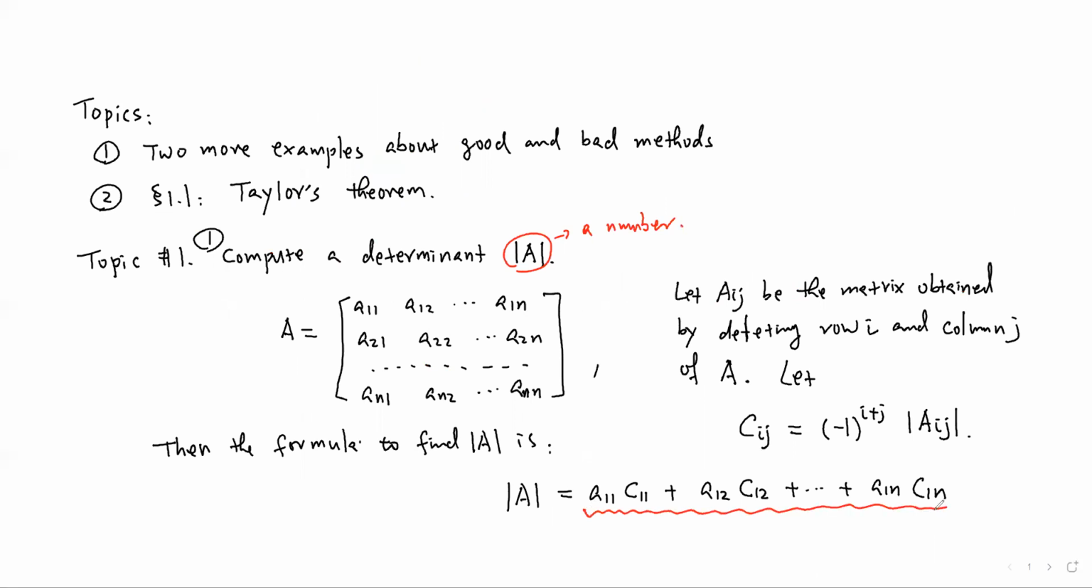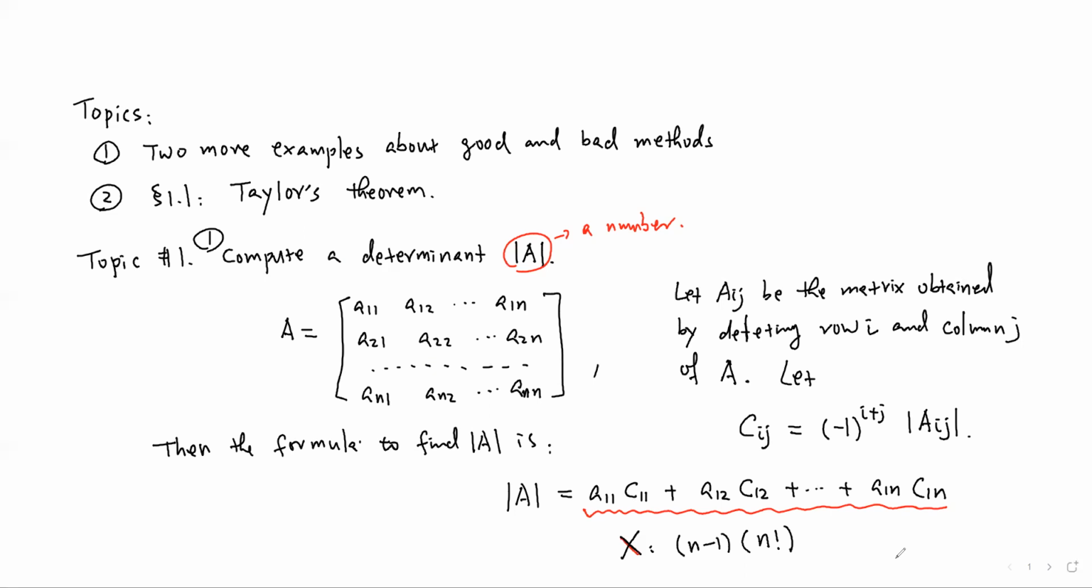The problem with this formula is that the computational cost is very high. In general, to compute an n by n determinant by this formula, the number of multiplications, how many in general for an n by n determinant? n minus 1 times n factorial. This is a very big number.